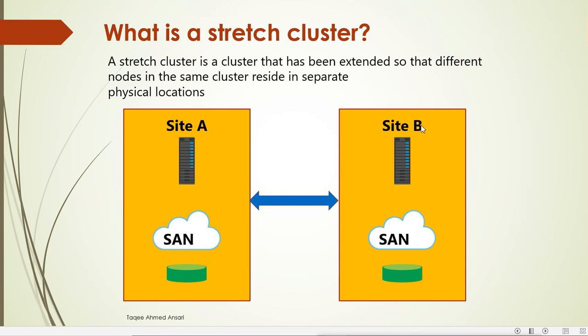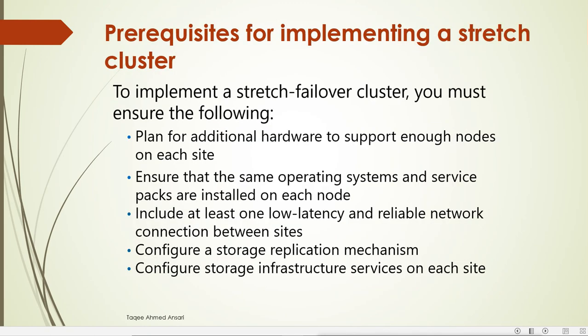Now what do we get with this? We get more robustness and more redundancy, because if something happens to this particular site, the other site will still be available. For example, if one site is hit by an environmental disaster, flood, fire or something, the other site will still be available. The other site could be in another city or even in another country.